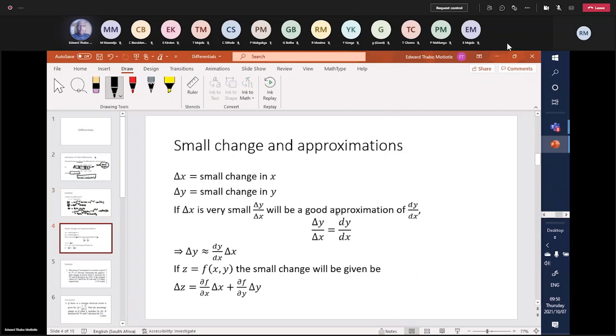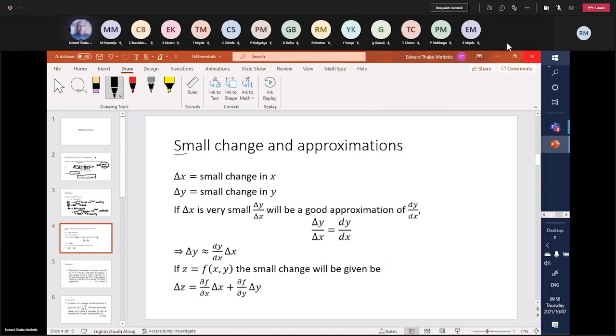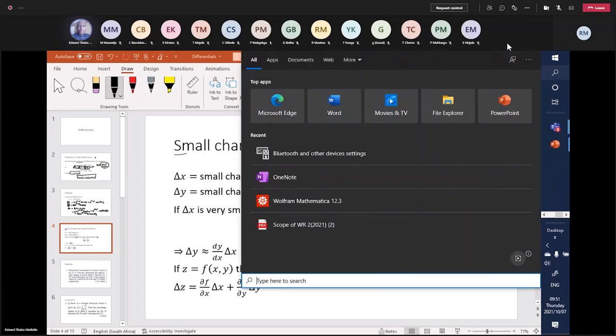Now, like I said, I think now I need to discuss this in detail. I'll just leave this page here. Let me see what I can do. What is it called? Okay.